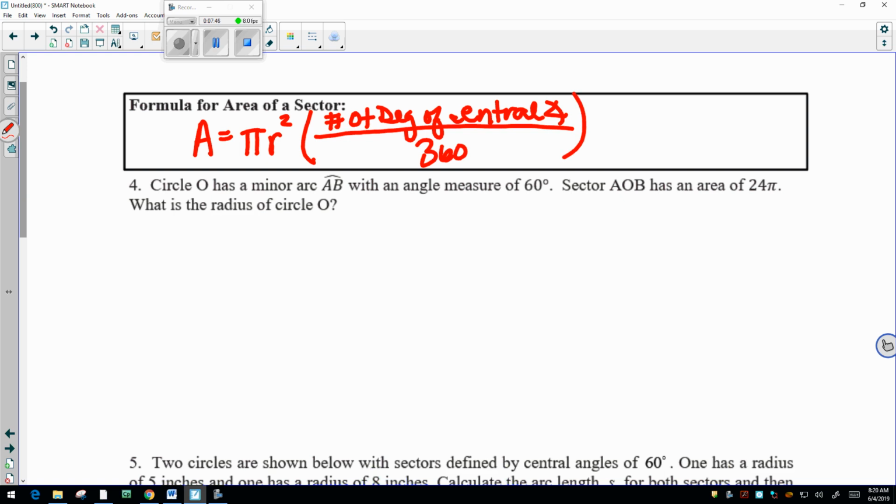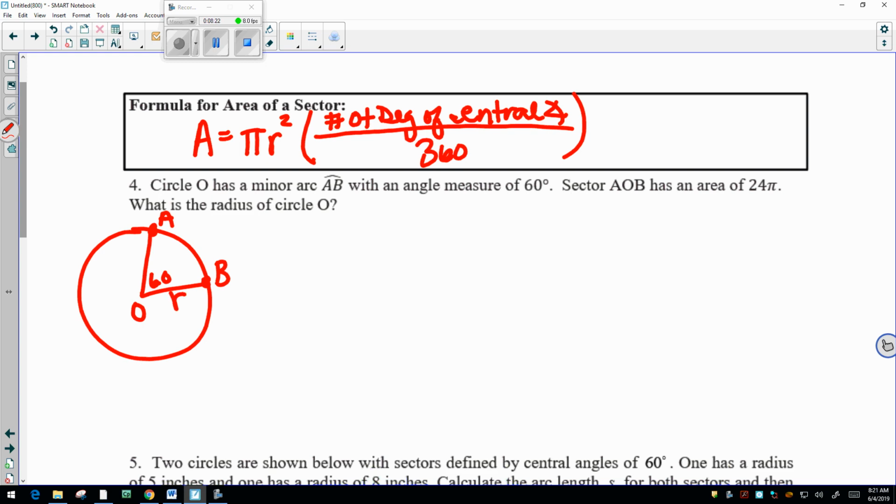So we're going to try this. I'm going to draw us a picture here for number 4. Always a good idea to draw yourself a picture if one is not provided. So circle O, meaning O is your center point, has a minor arc of less than 180. It says of AB. So here's AB, we're talking minor arc. And an angle measure of 60. So our central angle measure 60. Sector AOB. So the sector, again, that's that wedge that we're looking at there. It says it has an area of 24 pi. What is the radius? So we don't know the radius.